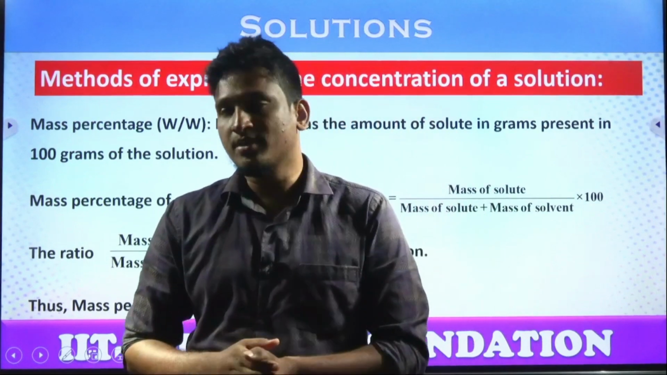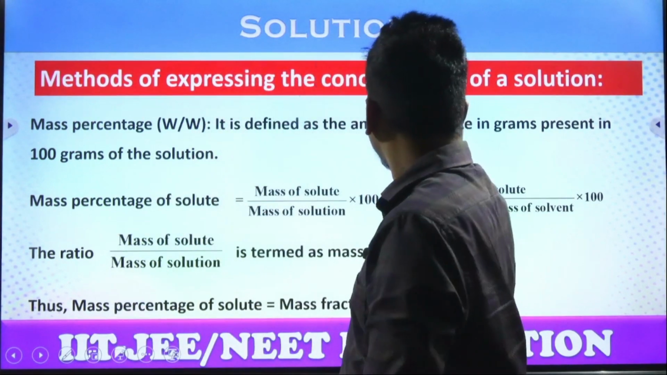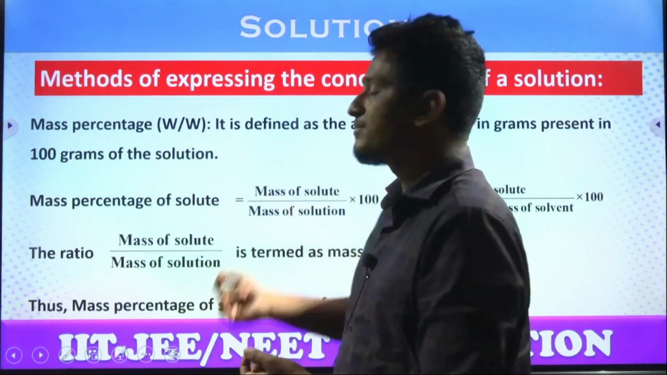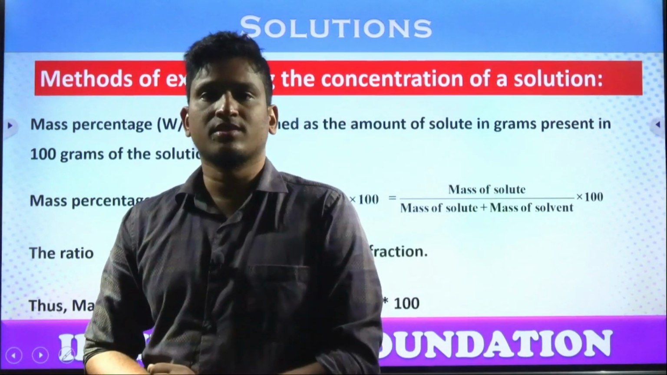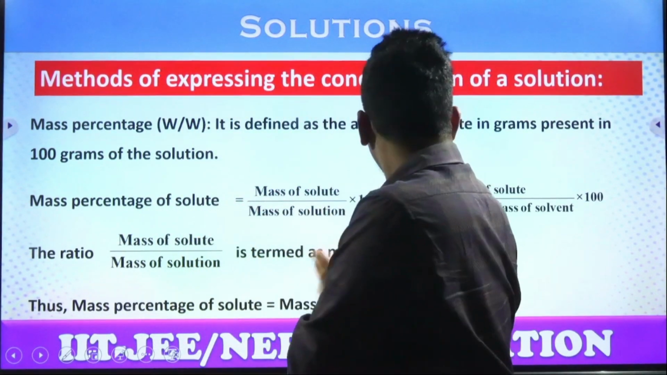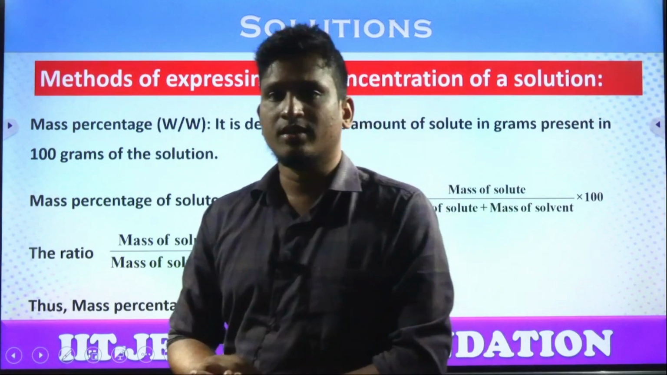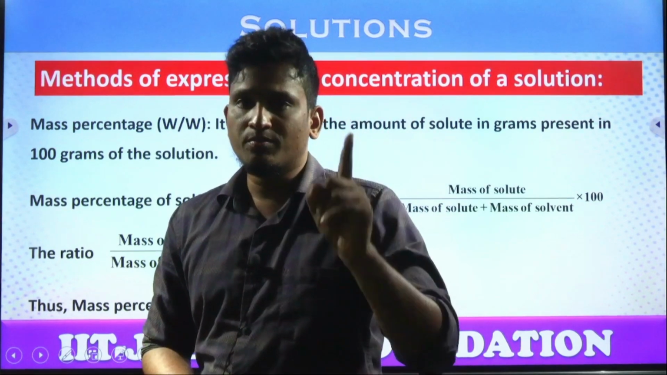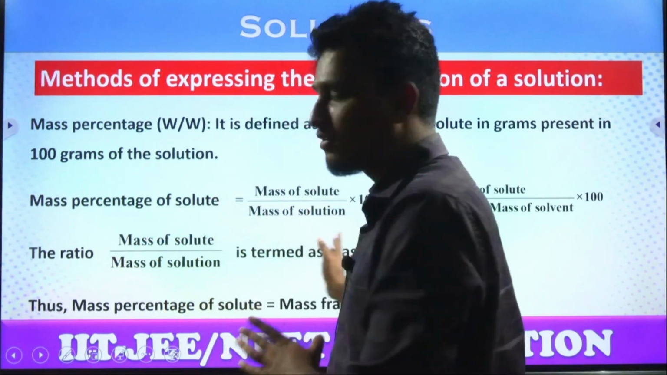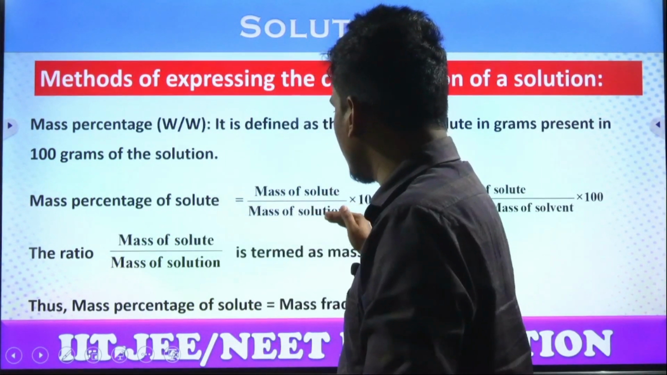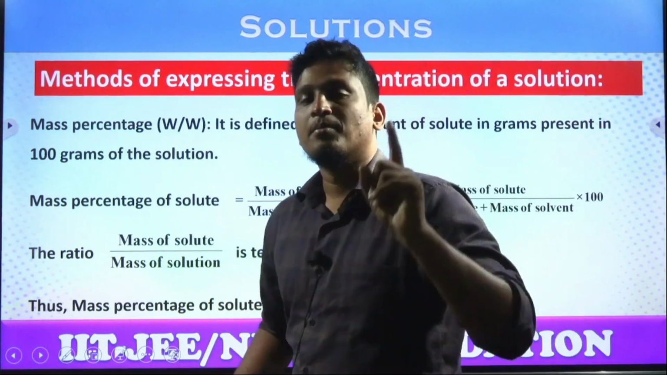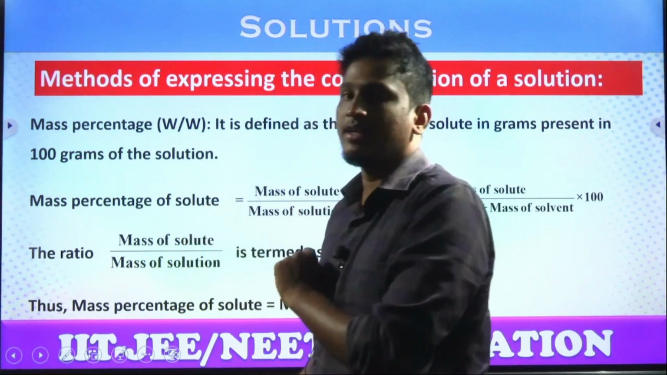So what is mass percentage, students? The amount of solute present in 100 grams of solution is called mass percentage. It's a percentage calculation saying how much solute is present in 100 grams of the solution. What is solution? Solute plus solvent together form the solution. So students, what is the formula? Mass percentage equals mass of solute by mass of solution into 100. Remember, mass of solute plus solvent together gives the mass of solution.